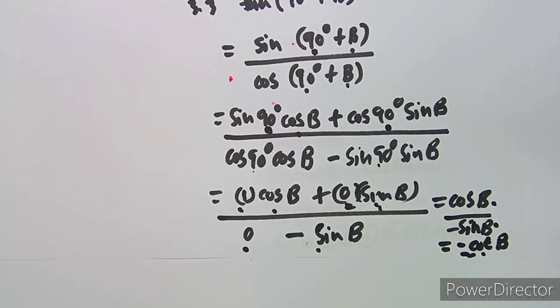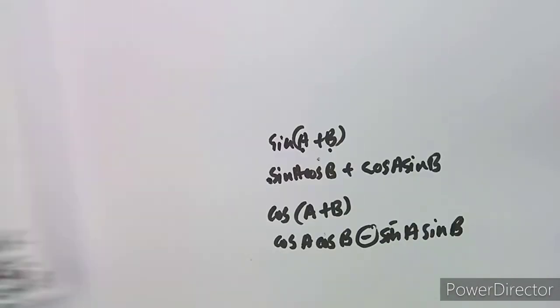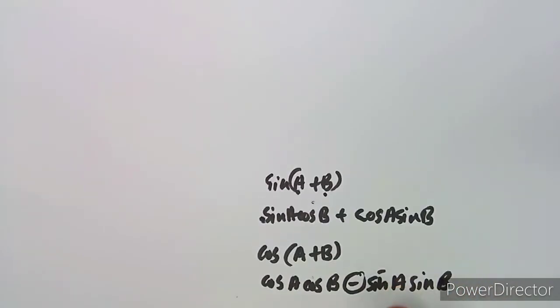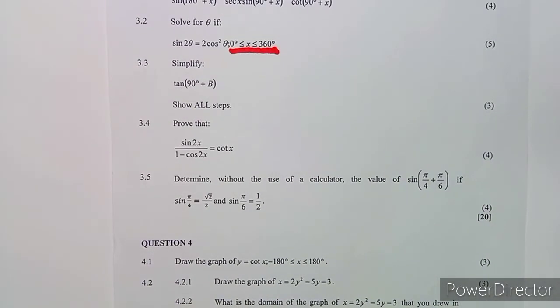Cos over sine is cot. If it is sine over cos, that is tan, but cos over sine, that is cot. So that's what we had, guys, from this question. Okay, then another part is to prove that identity, guys.